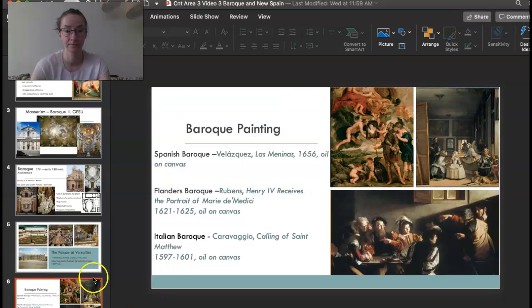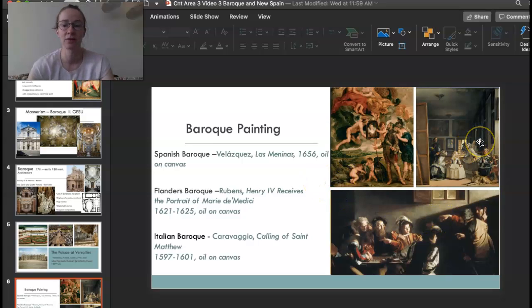Okay, moving on, let's look at Baroque painting. So I kind of split these up because of region, but there are a lot of similarities between them. So we have the Spanish Baroque, Las Meninas, we have the Flanders Baroque, we have Rubens' Portrait of Mary de' Medici, and then we have Caravaggio's Calling of St. Matthew. This isn't the actual shape of the painting. Remember, it's a square. This just cut it off for styling in the PowerPoint.